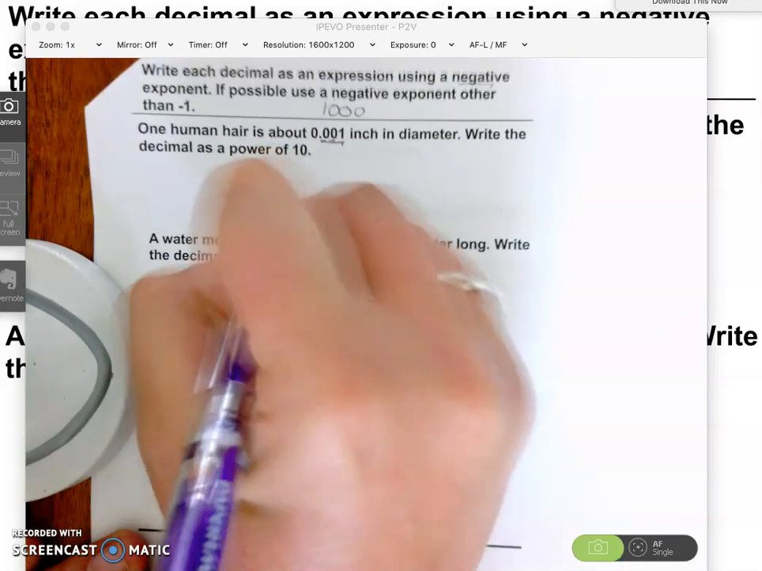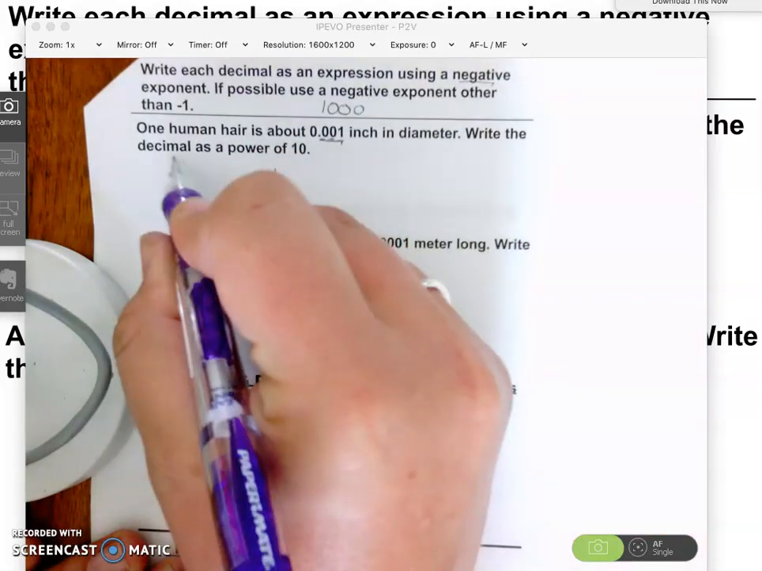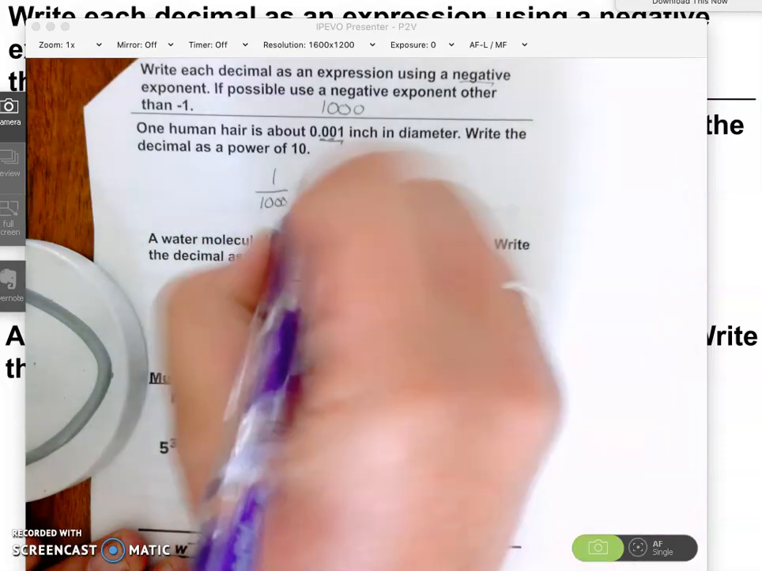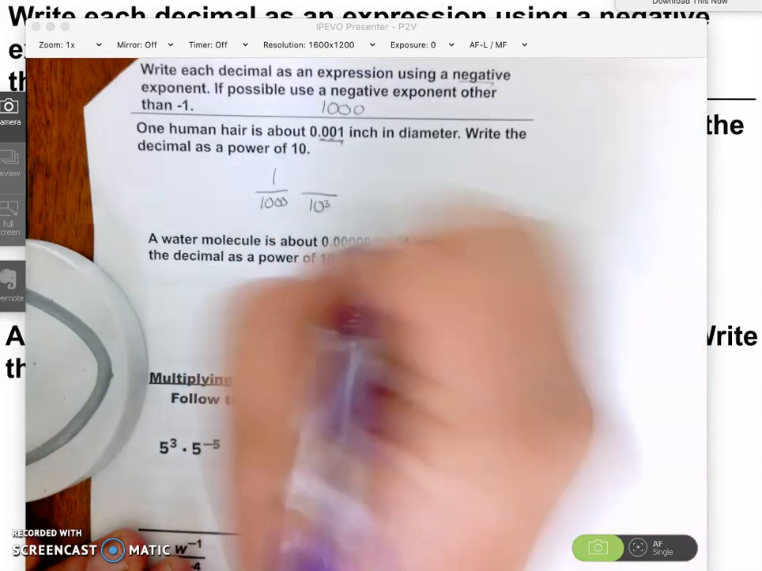So I'm going to write that 1/1000th of an inch. Then we want to write it with a decimal as a power of 10. Again, I have 3 zeros, so it's just going to be 10 to the third power.